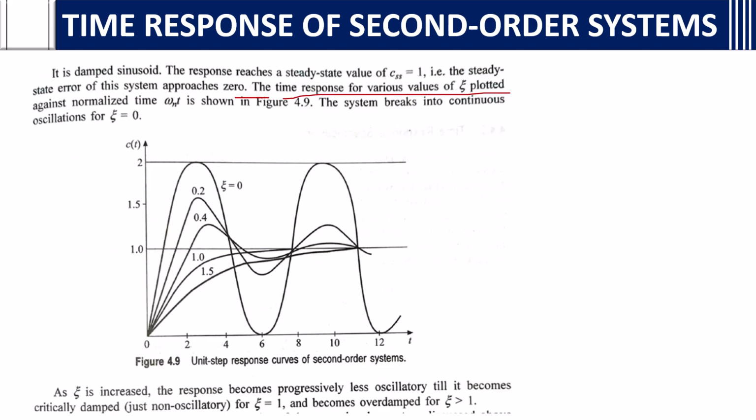The time response for various values of zeta plotted against normalized time omega nt is shown in the figure. The system breaks into continuous oscillations for zeta equals to 0. If you see for zeta equals to 0, there are continuous oscillations. This is the response curve of a second order system when damped sinusoidal. As zeta is increased, the response becomes progressively less oscillatory till it becomes critically damped, just not oscillatory, for zeta equals to 1, and becomes overdamped for zeta greater than 1.